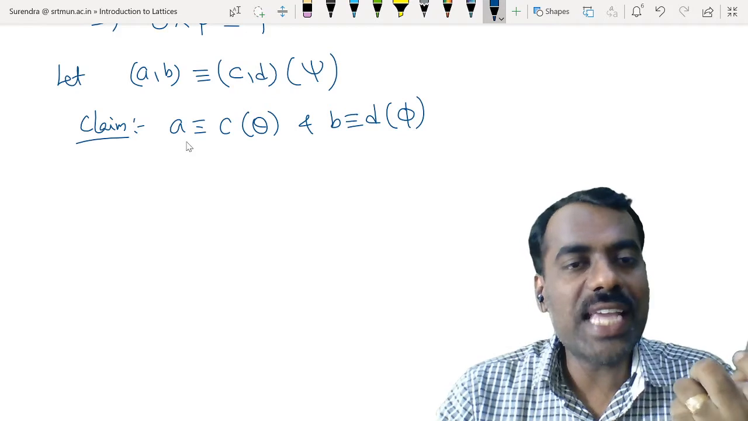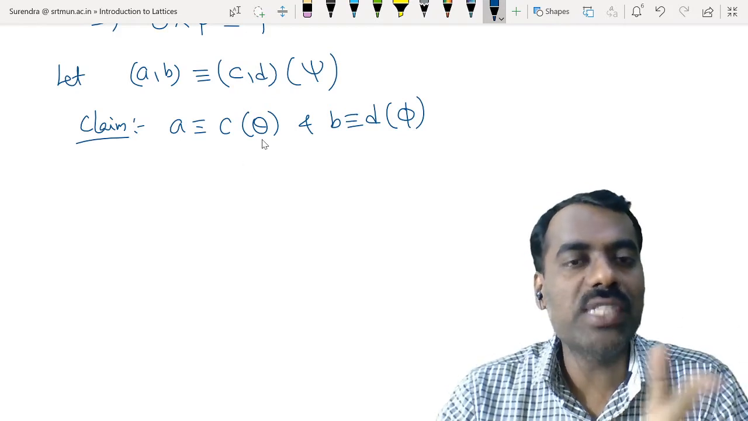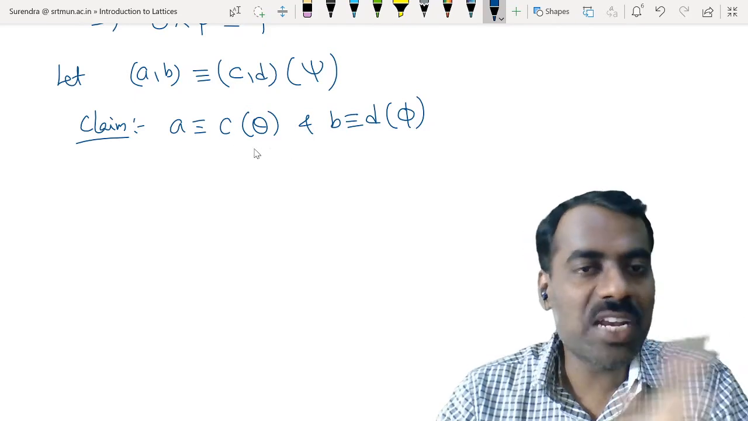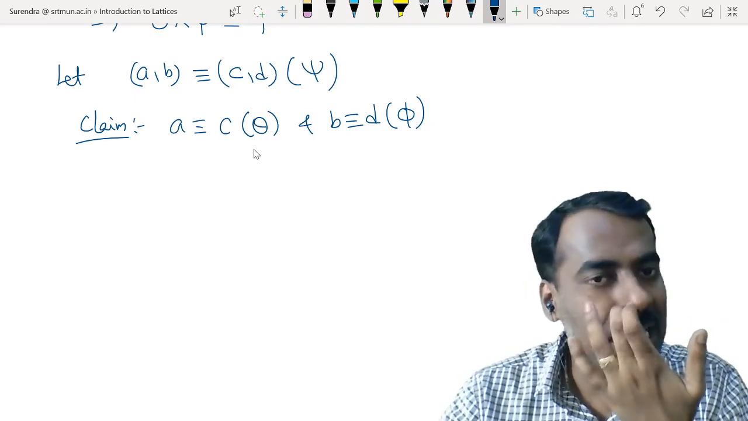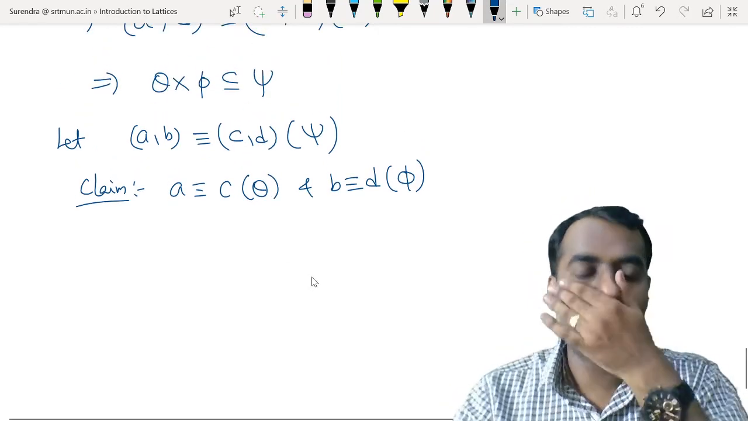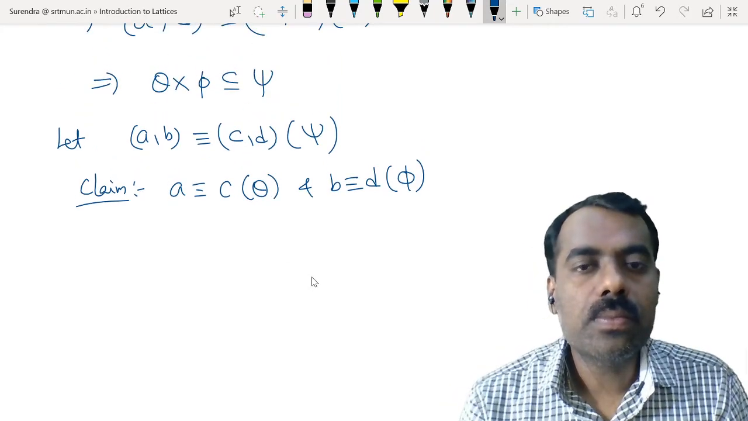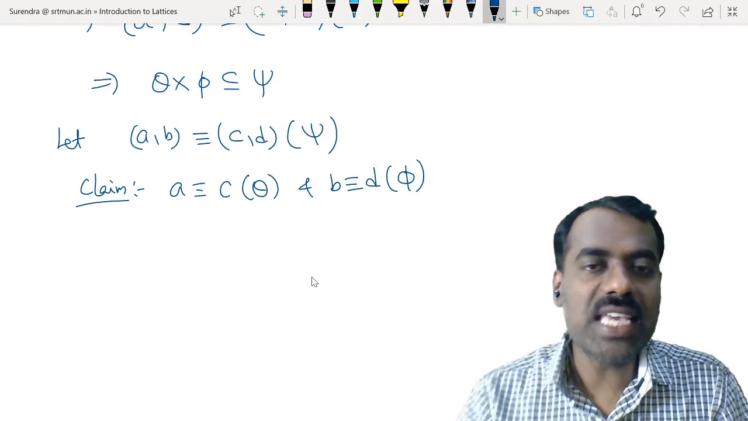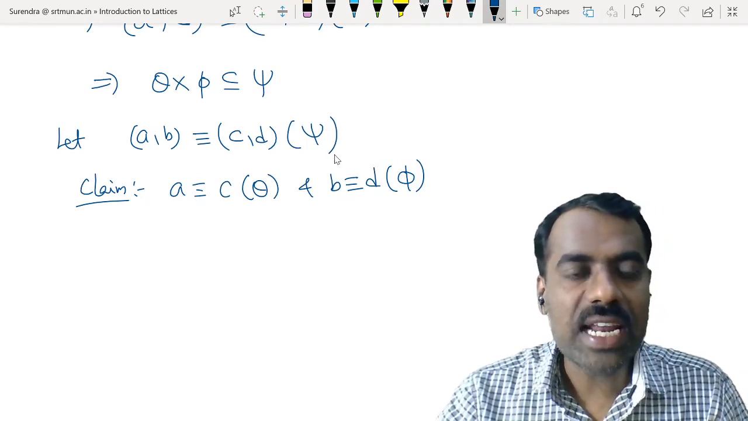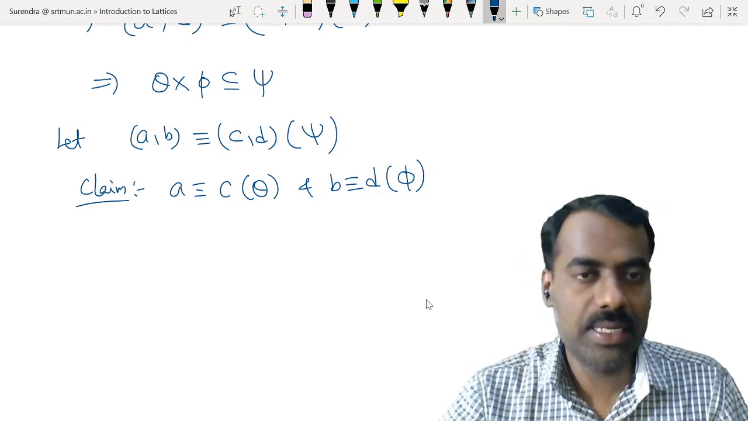If we can show that (a, some element) is congruent to (c, some element) modulo psi, that means if your second coordinate is the same, then we get that a is congruent to c modulo theta. Is this clear? Okay. So by using the property that psi is a congruence relation, we take some suitable element here and apply the substitution property, right?